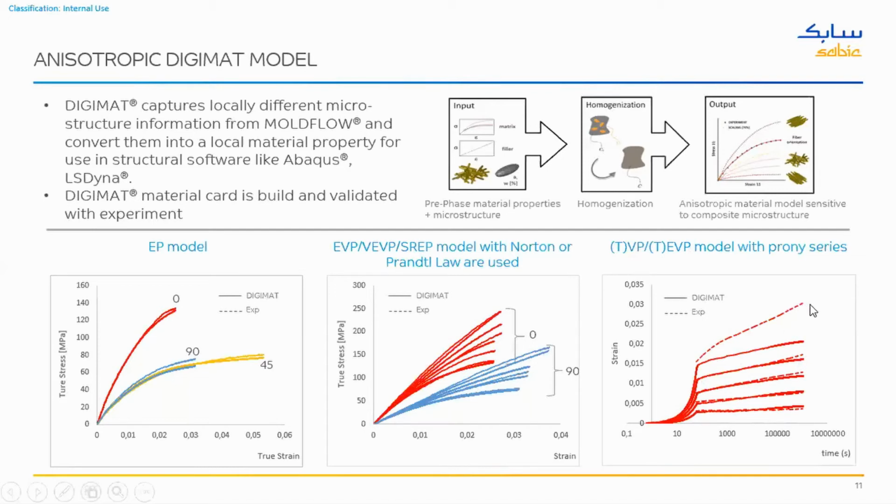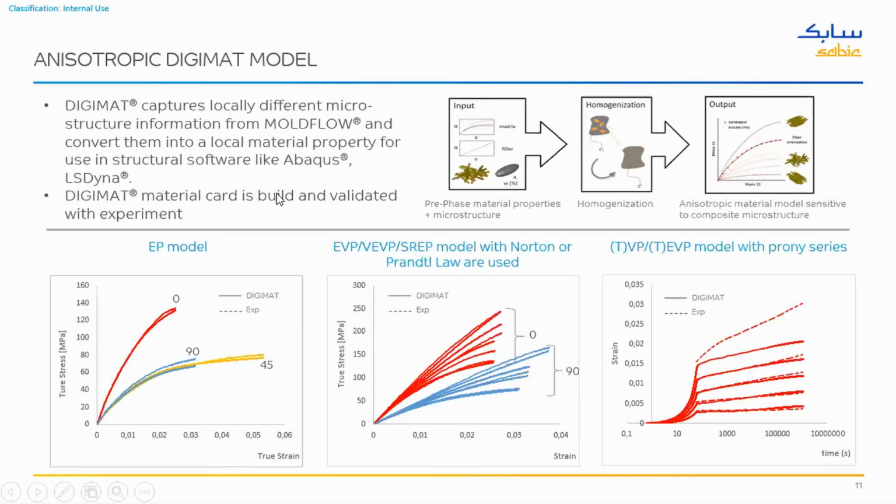We see only one limitation: with very high plasticity expected in the material, there is a certain gap between Digimat and the experimental results. But for most of the other part, it is capturing the behavior very well. This gives confidence in how the anisotropic material models behave and how they capture the Moldflow data and the fiber orientations, and then convert them into local properties to capture the behavior of the part.